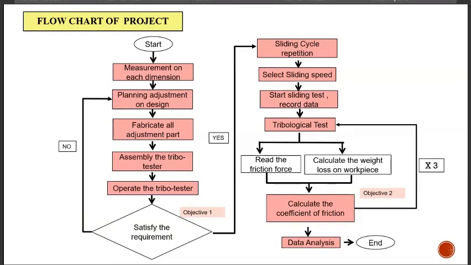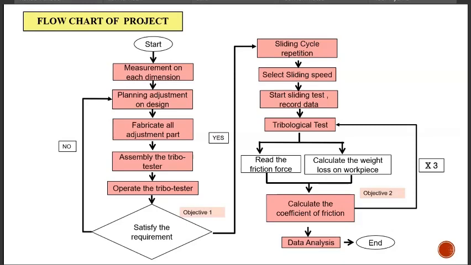After the assembly is done, we will operate the tribal tester and see whether it satisfies the requirement or not. If not, we plan the adjustment on the design again. If yes, we do the testing. First is the sliding cycle repetition, and then we select the sliding speed as we want. Then we start the sliding test and record the data.